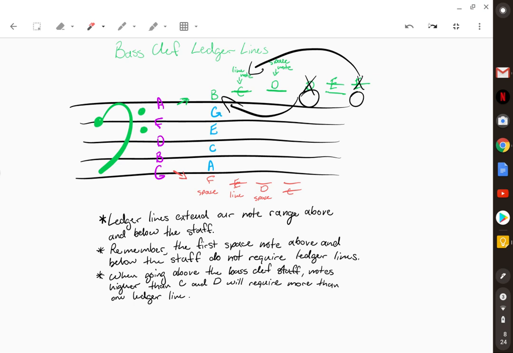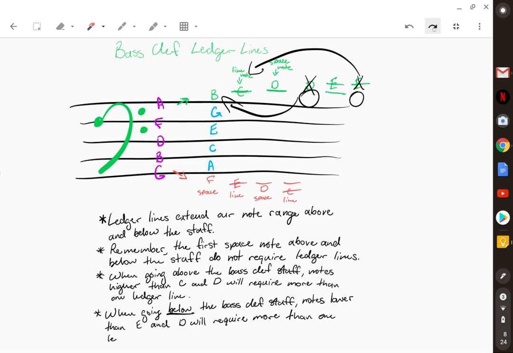Same thing for C. Now that we're past D, we have to add a second ledger line. And it's the same as before. Whenever we're going below the bass clef staff, notes are going to be required to have more than one ledger line in order to be read as what they actually are. Otherwise, if we don't have that ledger line above it, we're going to have all this space here, and I'm actually going to read it as E. So we have to be really, really careful with that.